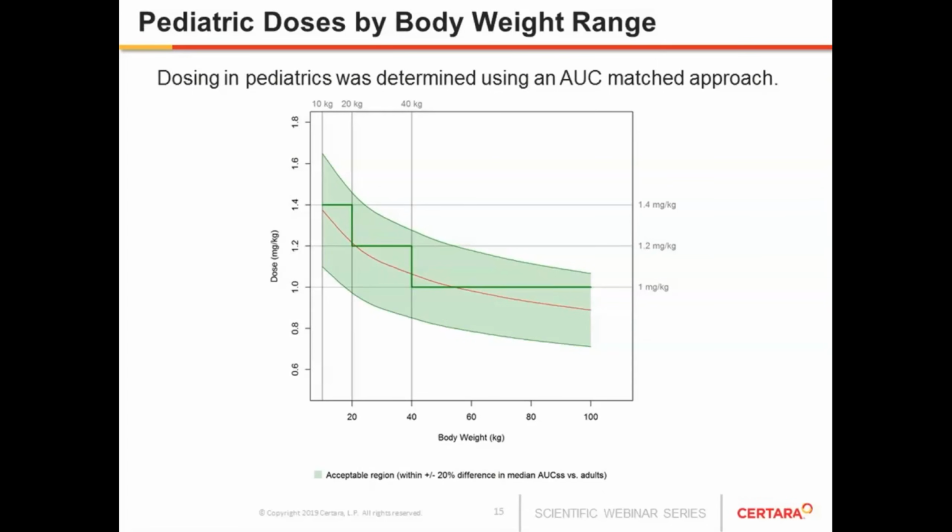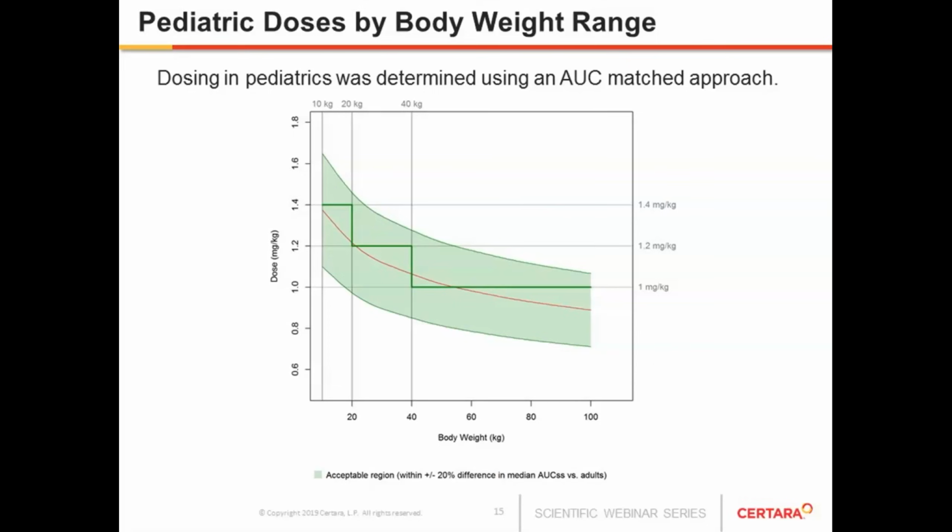The appropriate dose levels for pediatrics by body weight range were identified to match the reference simulated adult AUC within 20% difference. In this case, a 20% difference from adult AUC was selected, but it could be different based on your case and on the therapeutic range of the drug. So here, the median AUC in adult is represented using the red solid line, and the 20% area is represented by the green shaded area.